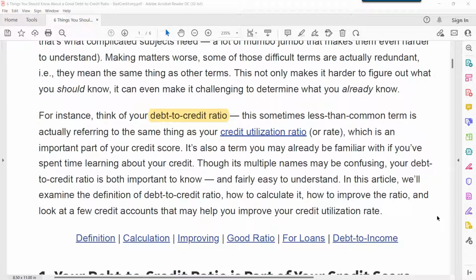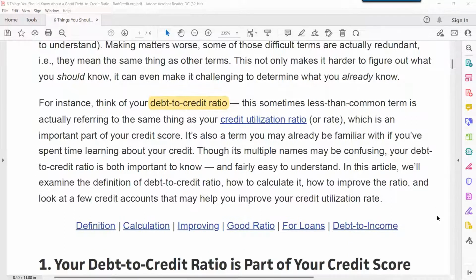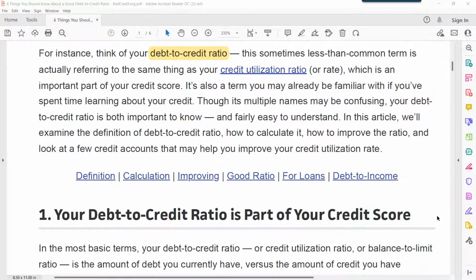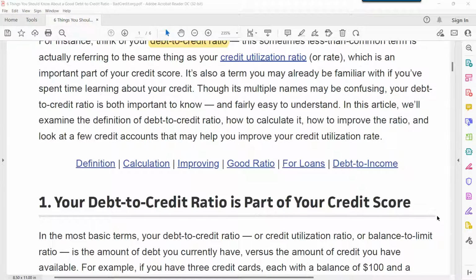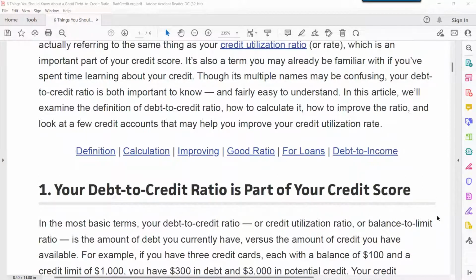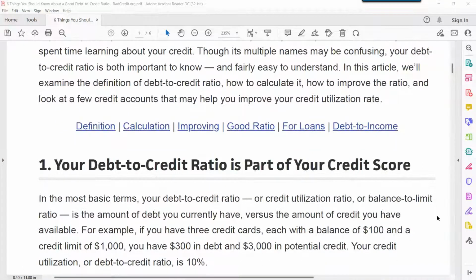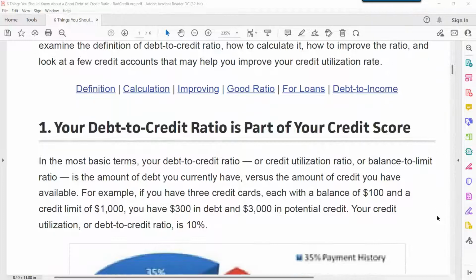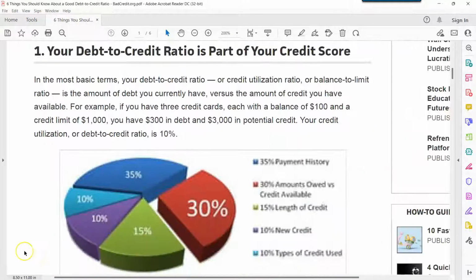So in this article, we're going to talk about that. We'll examine the definition of debt-to-credit ratio, how to calculate it, how to improve the ratio, and look at a few credit accounts that may help you improve your credit utilization rate. So what is the first thing here? All right, let's take a look at the first one here.